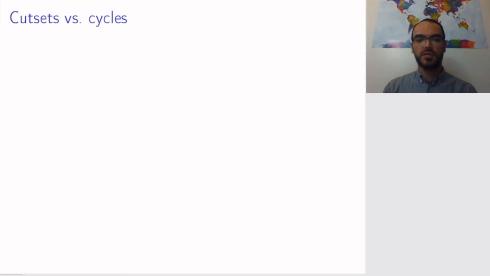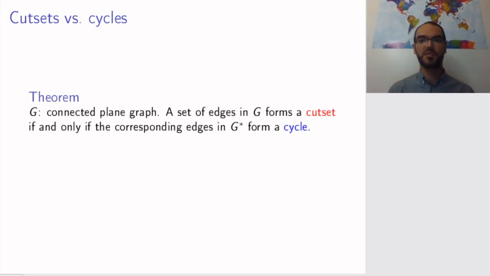So in dual graphs, cycles of my original graph correspond to cutsets of my dual graph. So what do cutsets of my original graph correspond to? Well, the answer is they correspond to cycles of my dual graph. So the theorem now is the same as the previous theorem, except I have swapped the words cutset and cycles. So a set of edges in G forms a cutset if and only if the corresponding edges in G star form a cycle.